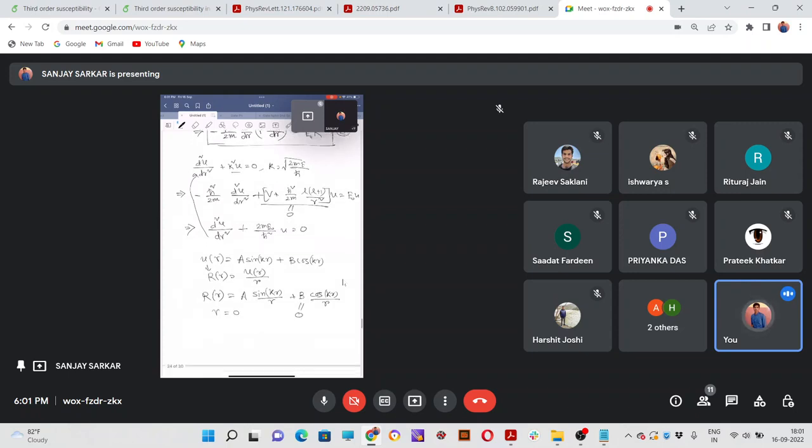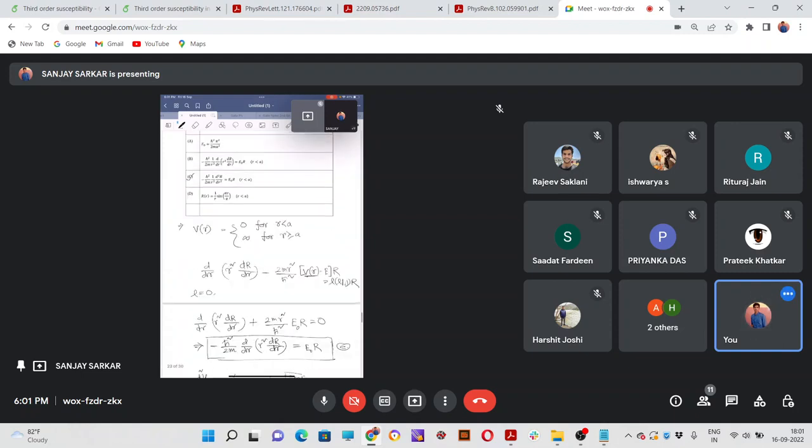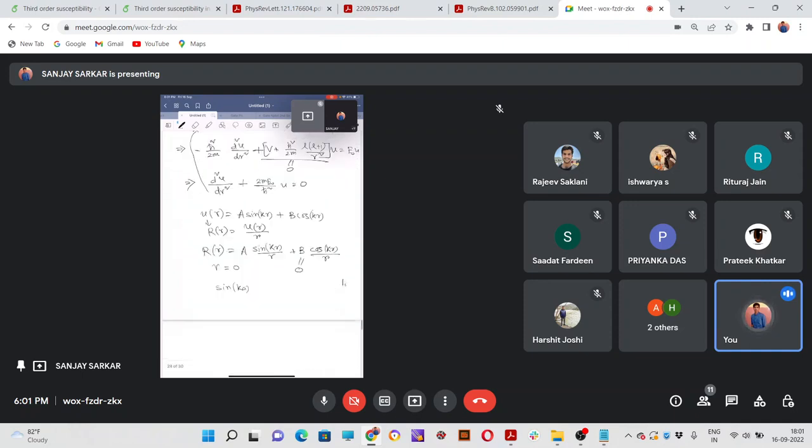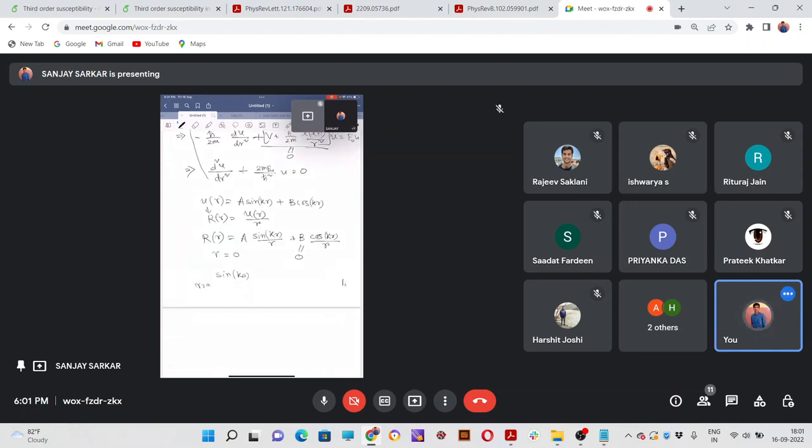and from the boundary condition, since this is the sphere, this is r equal to 0, this is r equal to a. At r equal to a, that is outside the sphere, psi should be 0. So from the boundary condition at r equal to a, we get that sin ka should be 0, and we get the condition that k equal to n pi by a.